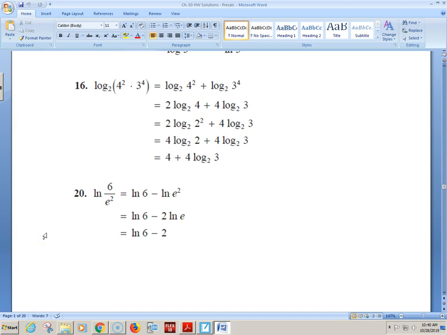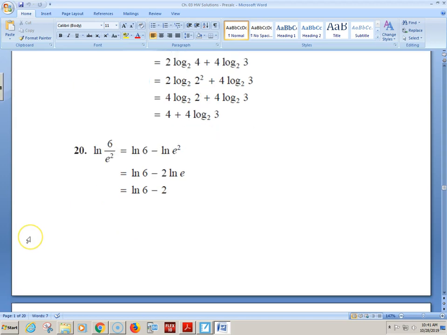Okay? Number 16. Why not any further? Is 3 a perfect power of 2? No. Okay, you're stuck. You're done. But why do they keep going with this one? Well, because 4 can be written as 2 squared, and log base 2 of 2. Hey, what happens when I have log base a of any a? Exactly. Get rid of as much as you can, right? Same thing with number 20: ln of e squared, the 2 comes down, power property, ln of e is just 1.